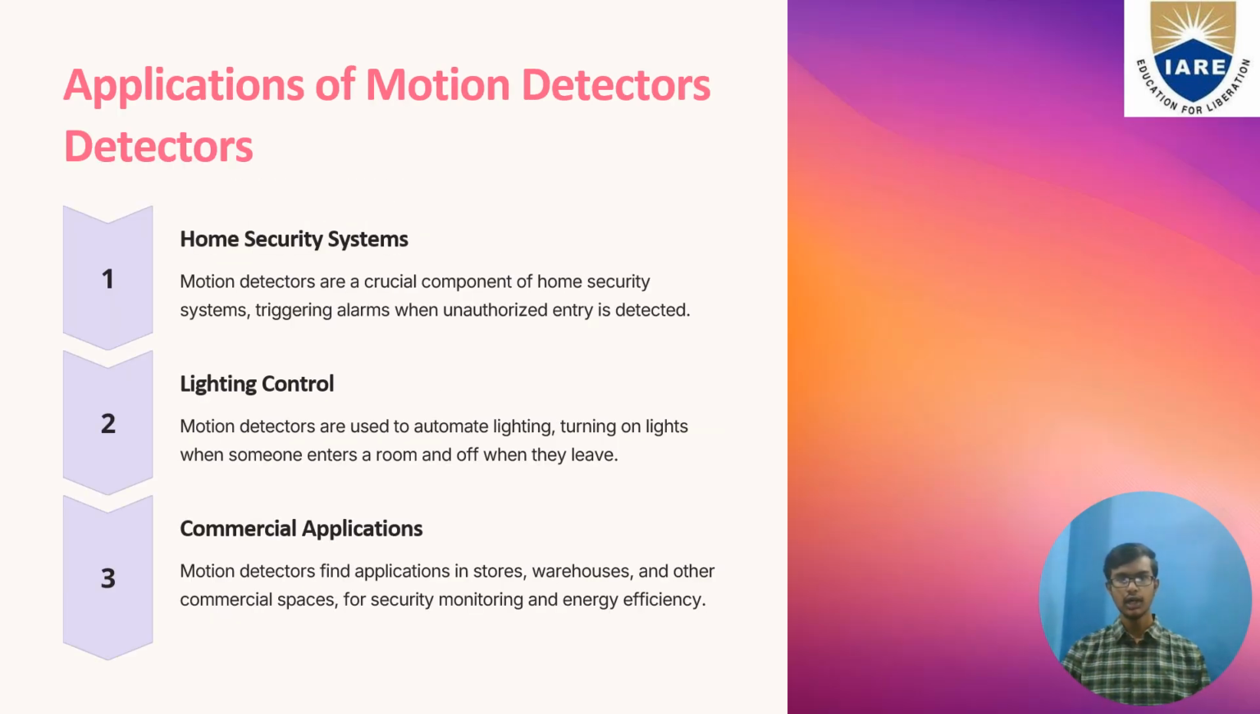Now let's talk about how we can apply these motion detectors in our day-to-day lives. The first application, as we all know, is home security systems. These motion detectors are a crucial component of home security systems, and by triggering alarms when unauthorized entry is detected, we can be more alert about that movement. So, it helps us to protect ourselves in the matter of security.